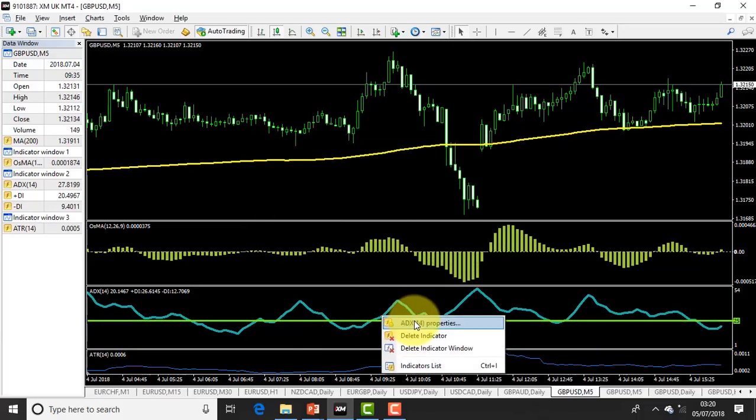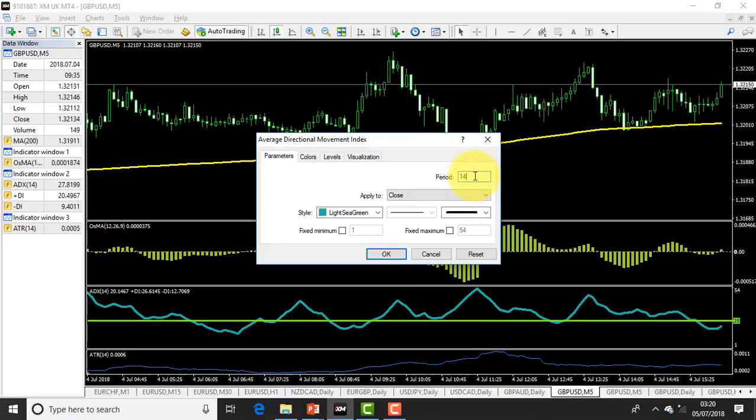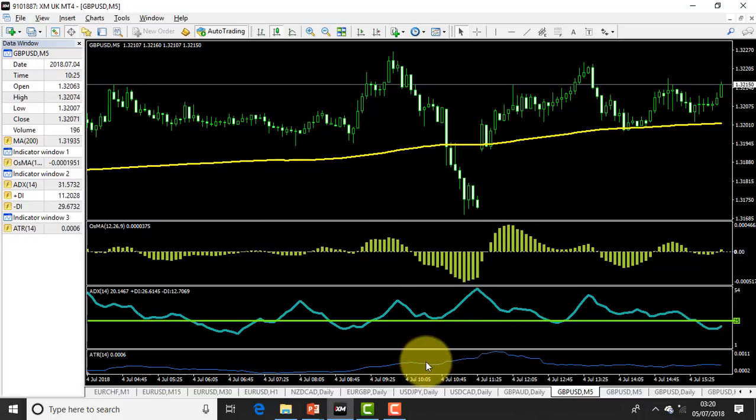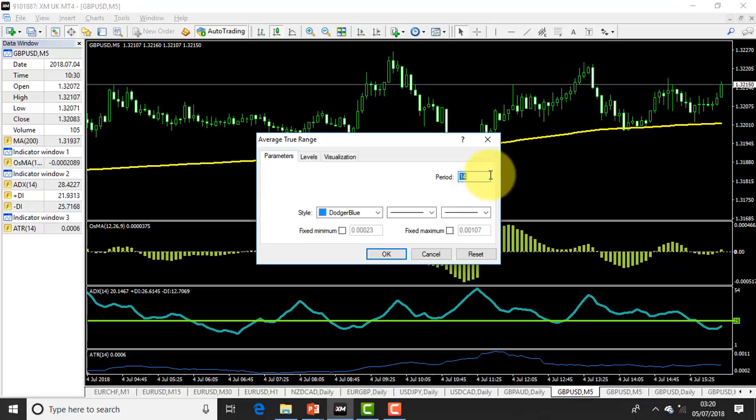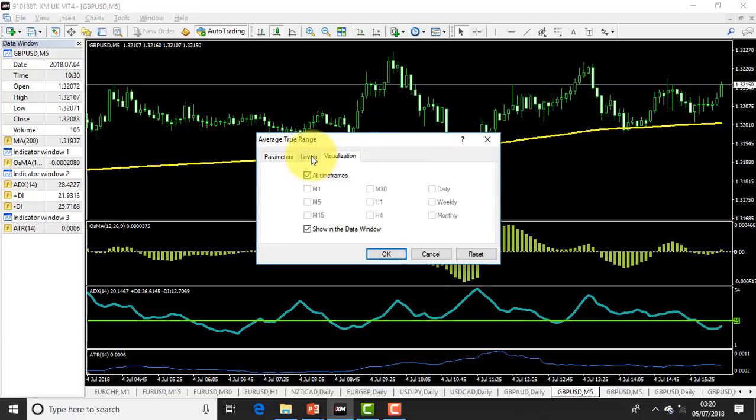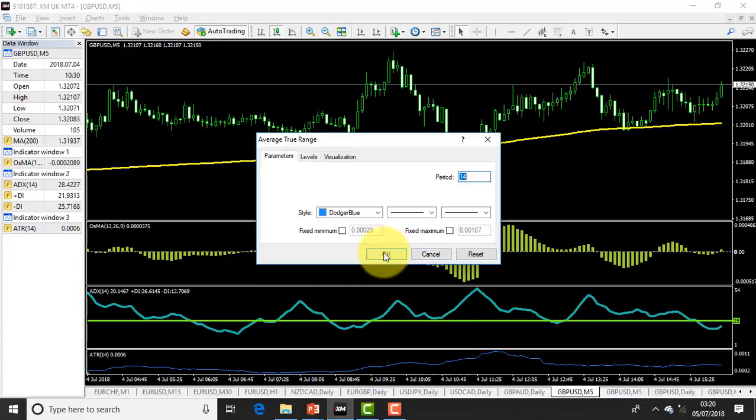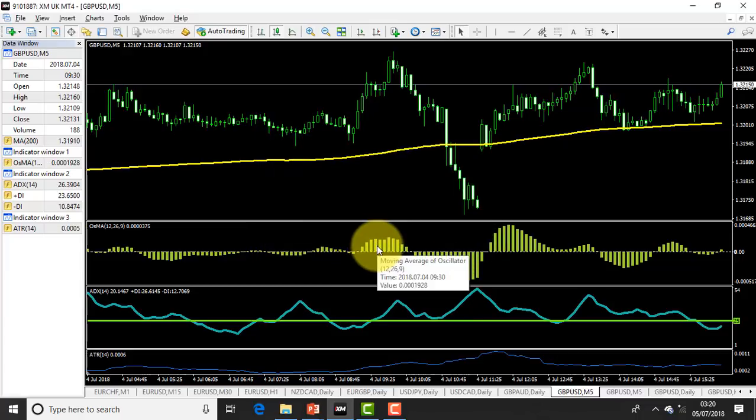So it's a period of 14, and it's the close price. Okay, and lastly we have the average true range. It's just a 14 period. All right, okay, now we are set. So this is 5 minutes.